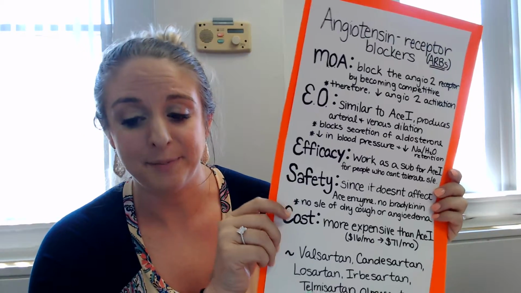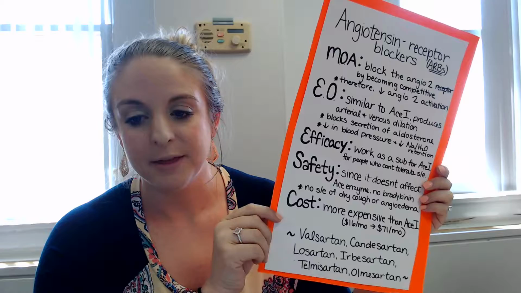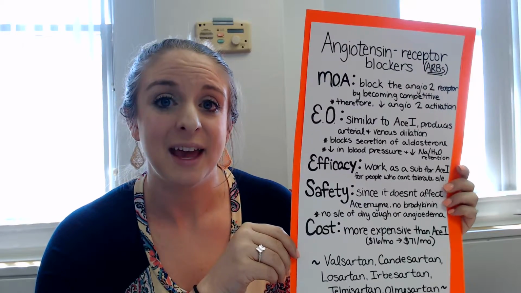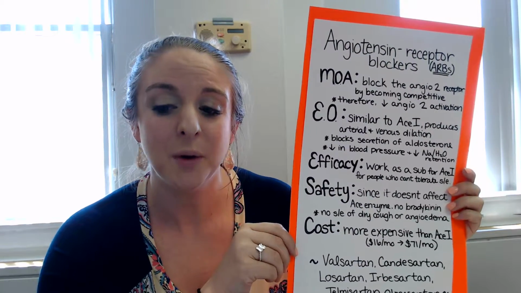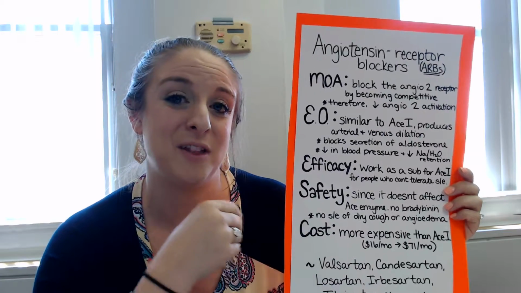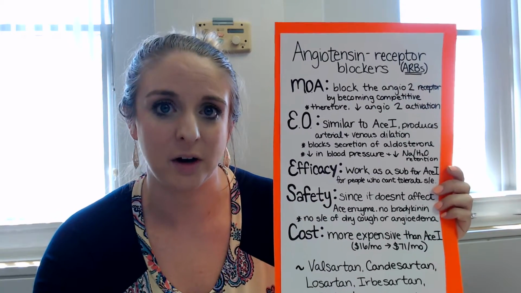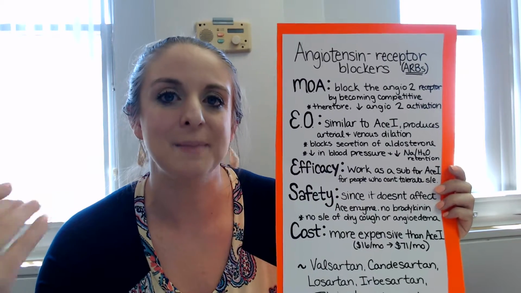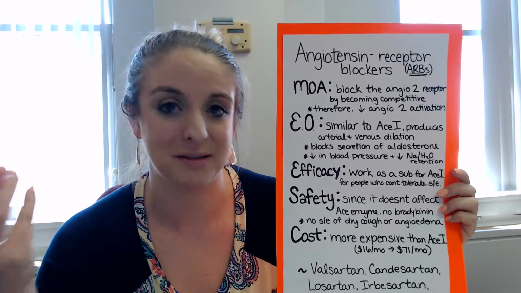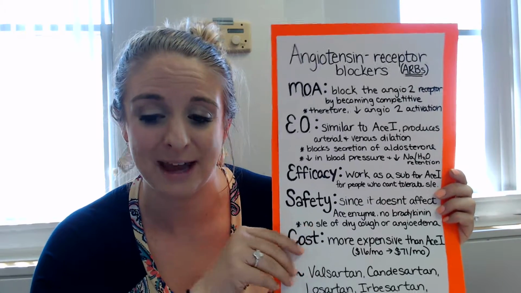And then our ARBs. So our angiotensin receptor blockers is our ARB. The mechanism of action with these is it blocks angiotensin 2 by becoming competitive for its receptor sites. So it's still going to, angiotensin 1 is going to convert to angiotensin 2, but it's not going to be able to be activated because there's not receptors available because the ARBs have taken over them.